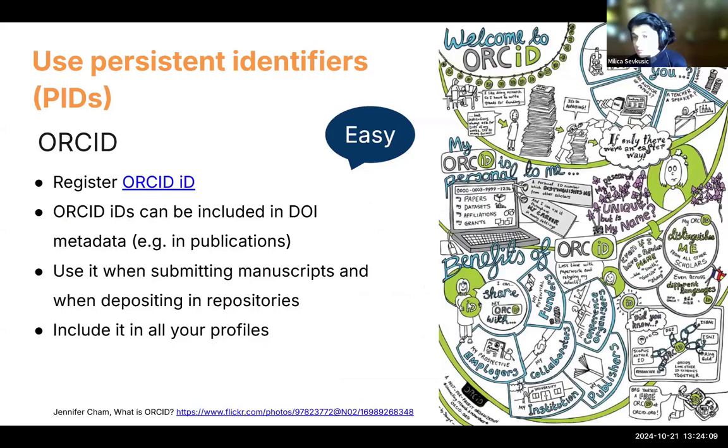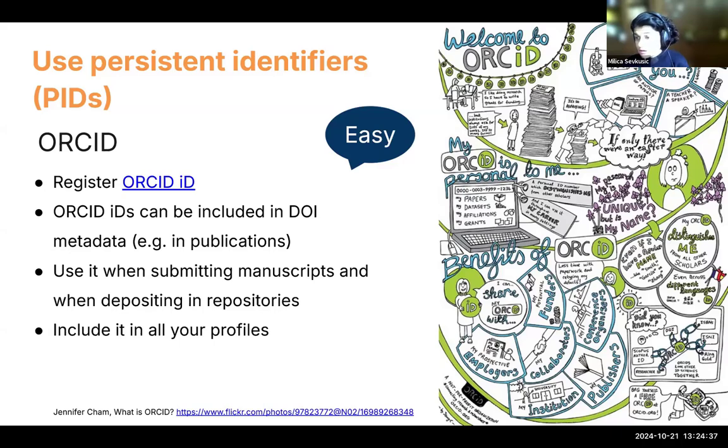How can you do this? I will mention just a few things. This is not an exhaustive list of recommendations. First of all, an easy thing that you can do is to register an ORCID. It's an open identifier, it's interoperable. You can add your publications, and the DOIs of your publications are there, so it's possible to track them. It's also integrated in various platforms.